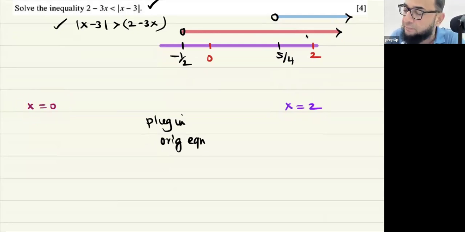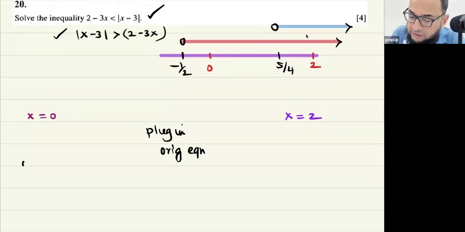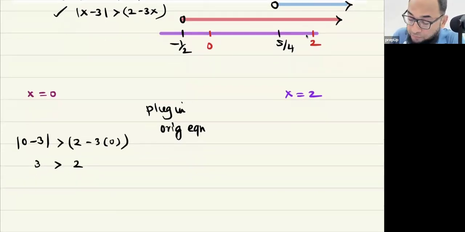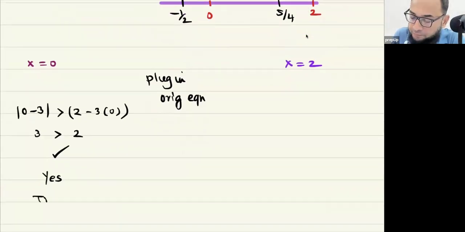Now if I plug in x equals 0, modulus of 0 minus 3, is it greater than 2 minus 3 into 0? Without the modulus, this becomes 3, this becomes 2. Is 3 greater than 2? Yes, the answer is correct. This is true.